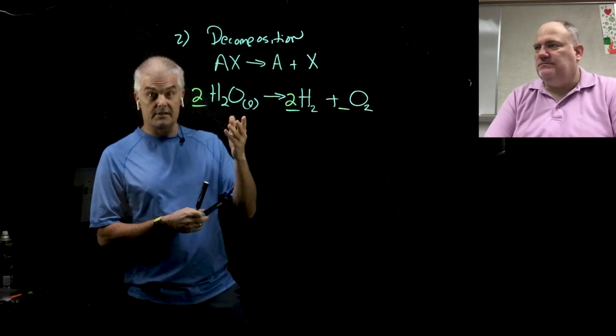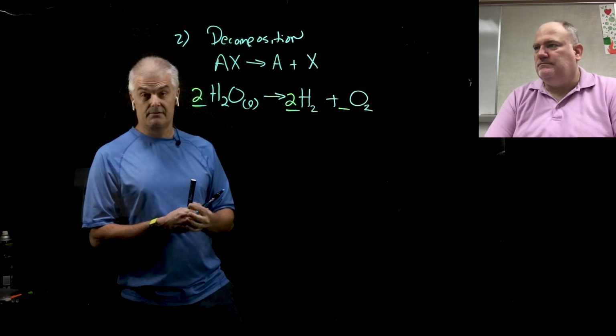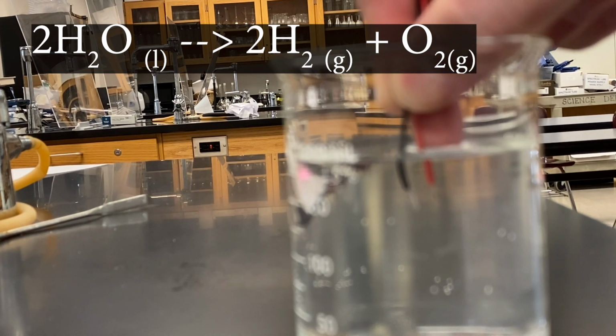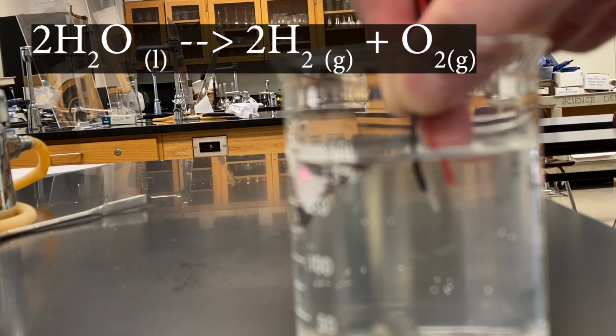So I'll tell you what, let's take a look at an example of a decomposition reaction. So this is an example of decomposition of water, and in order to cause water to break apart, we're going to zap it with electricity. So if you take a look, there's bubbles coming off here, and that is the hydrogen and oxygen that are getting separated from the water.